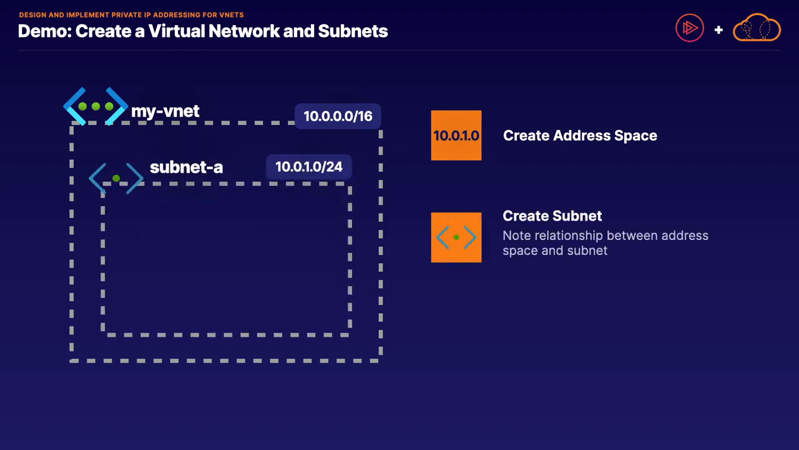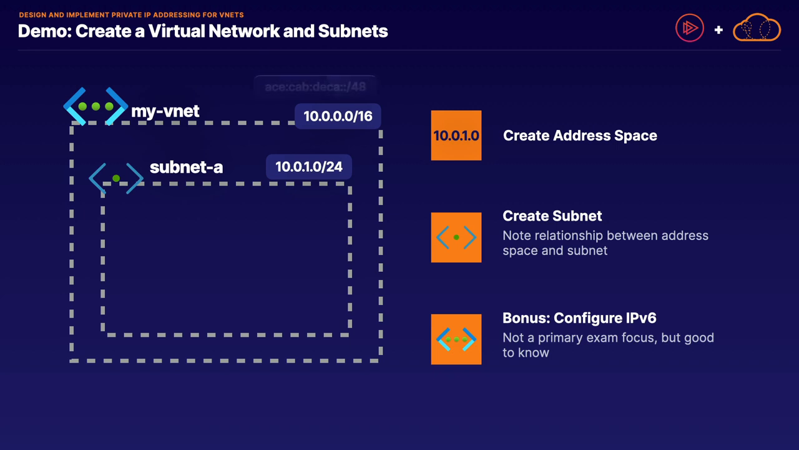Now, this does sound relatively simple. However, we are going to focus on the relationship between the address space and the subnet, especially concerning what type of subnets we can create based on our address space. And after we create our subnet, we're also going to do a little bit of a bonus in which we're going to configure IP version 6 in our virtual network as well by adding an additional IPv6 address space in addition to the IP version 4. Keep in mind, this is not going to be a primary exam focus, but I think it is pretty good to know. With that, let's go ahead and jump over to our Azure Playgrounds and get started.